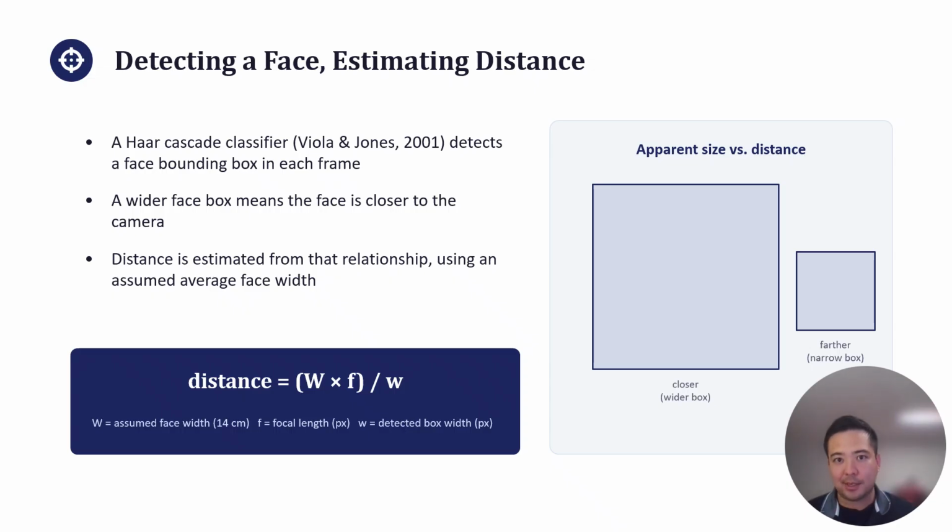So I turned that into a formula to use for this project. Distance equals some assumed average width for the face in centimeters, so in this case 14 centimeters, times the camera's focal length, divided by the frame's width for the detected face in pixels. Since I don't have a calibrated focal length for this camera, I am using a webcam, I approximated it as equaling the image width in pixels.